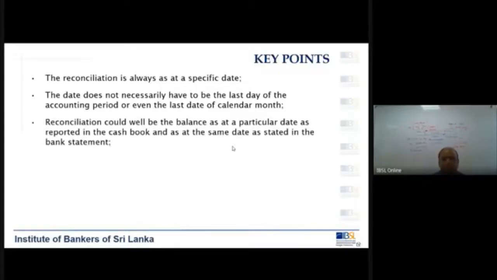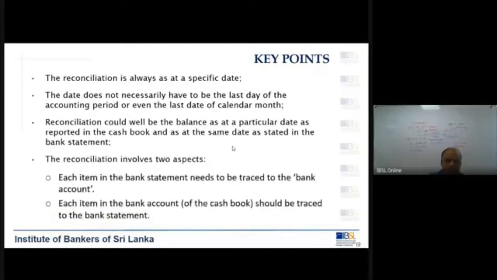Reconciliation could well be the balance as at a particular date as reported in the cash book and as at the same date as stated in the bank statement. The reconciliation involves 2 aspects, very important. Each item in the bank statement needs to be traced to the bank account. Each item in the bank account should be traced to the bank statement. So I will explain this when we are doing the question. So don't worry about it.